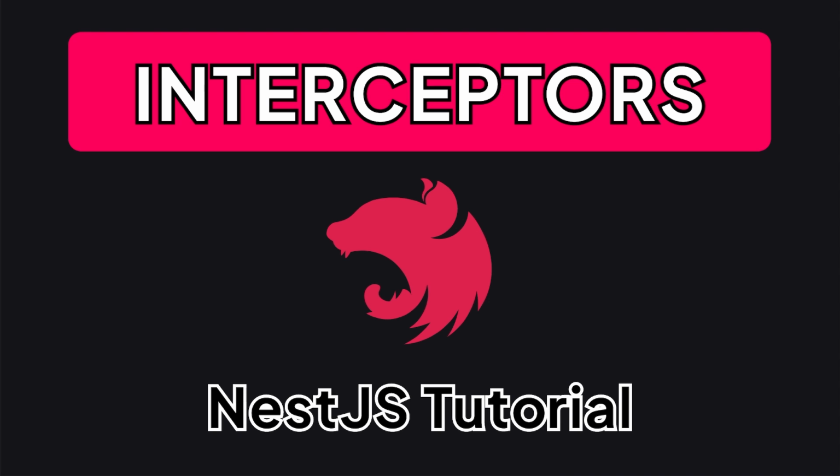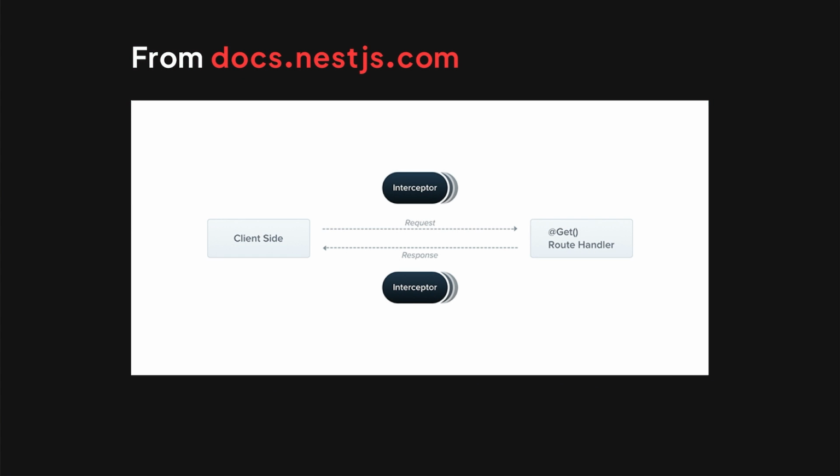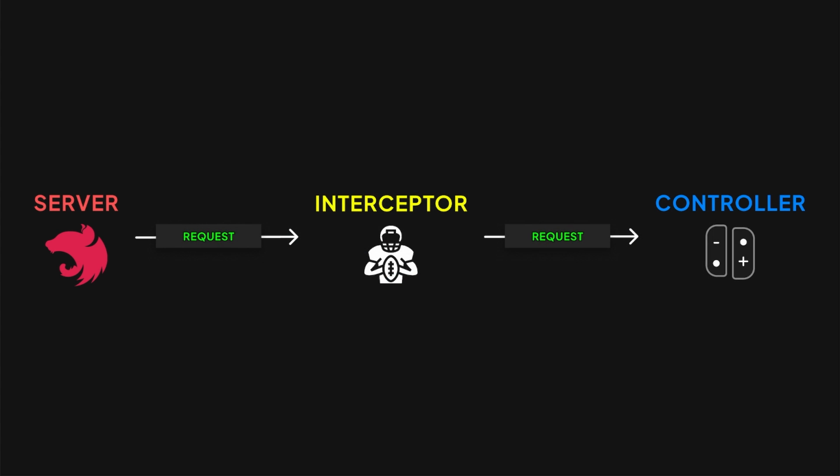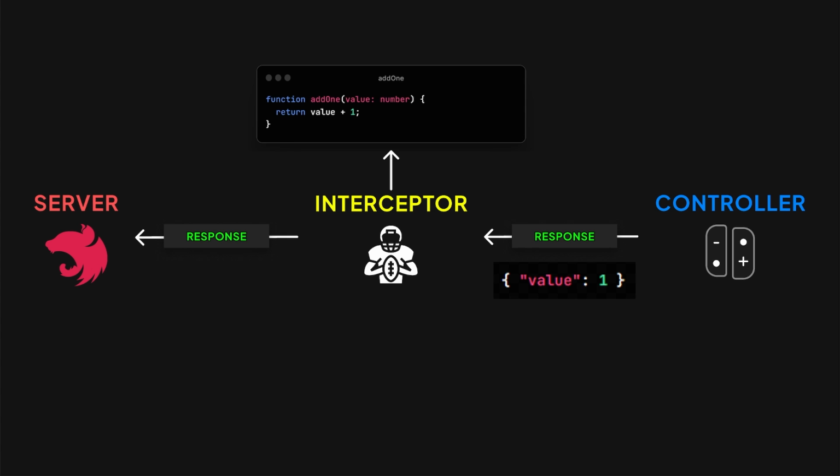In this video, you will learn how NestJS interceptors work. Interceptors intercept incoming requests before they reach your controller's route handler. They can perform additional logic before the route handler is called. Interceptors also intercept the outgoing response sent to the client, allowing you to perform additional logic on the return value before the whole response is sent back.